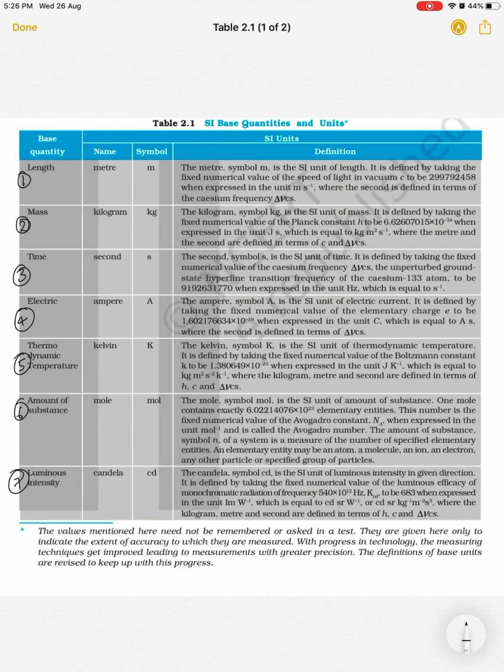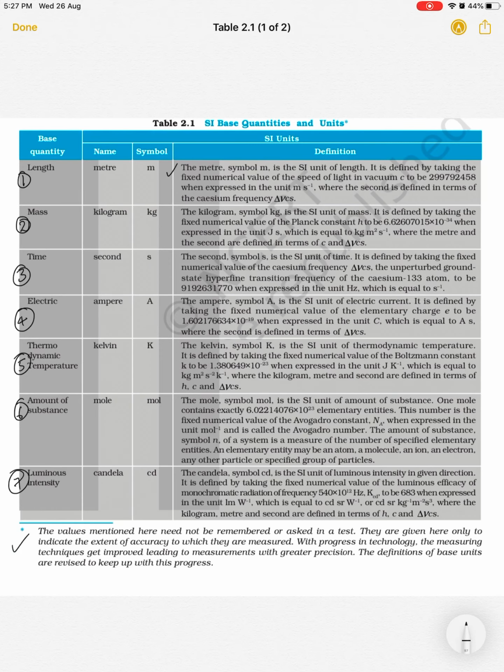So here the definitions of all the base quantities are given. See, the meter, symbol m, is the SI unit of length. It is defined by taking the fixed numerical value of the speed of light in vacuum, c, to be 299792458 when expressed in the unit meter per second, where the second is defined in terms of the cesium frequency. Similarly, we have the definitions for mass and the others also.